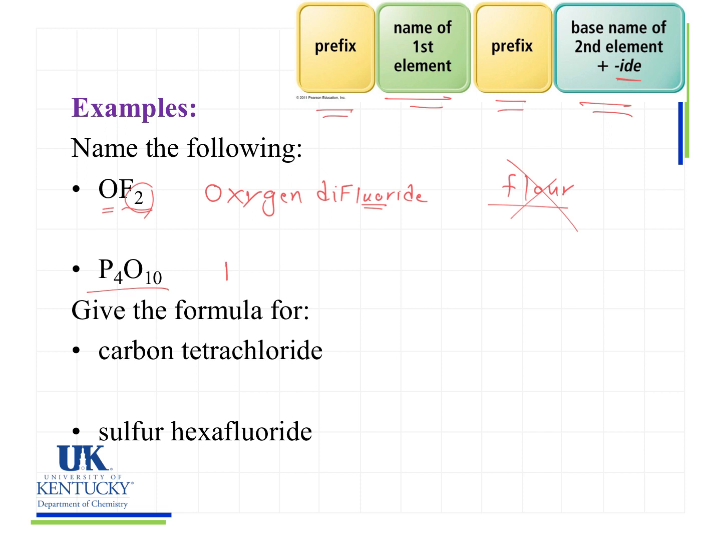Okay, so for the first one, we have phosphorus. And we have four of that, so it's prefix, first element, prefix, second element with IDE, right? So we have four of that, so it's tetraphosphorus, and we have 10 oxygen, and as the second one it's oxide, so it's deca, and I know it's oxygen, so I don't write the A. So it's decoxide, right? Tetraphosphorus decoxide, P4O10.